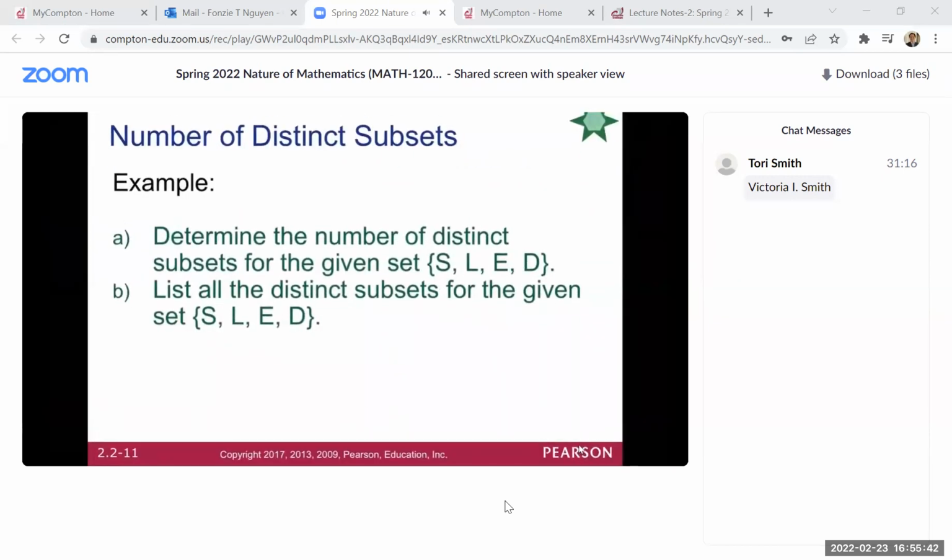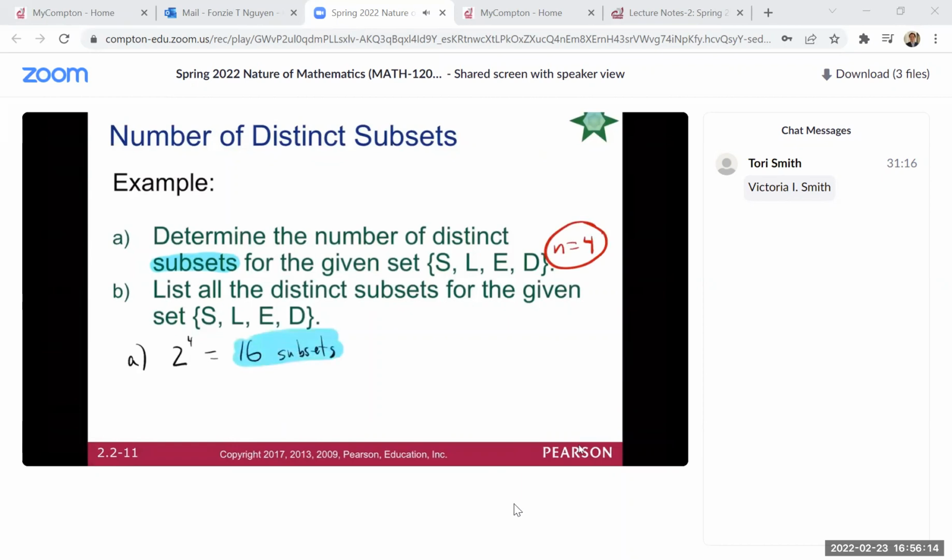All right, here's another example. Determine the number of distinct subsets. So notice that they don't say proper this time. They just say subsets for this set, SLED. Anybody know what that would be? 16. Yeah, good. So that is n equals 4, so 2 to the 4th power. We don't subtract 1 this time because it doesn't say proper. So that is 16 subsets.